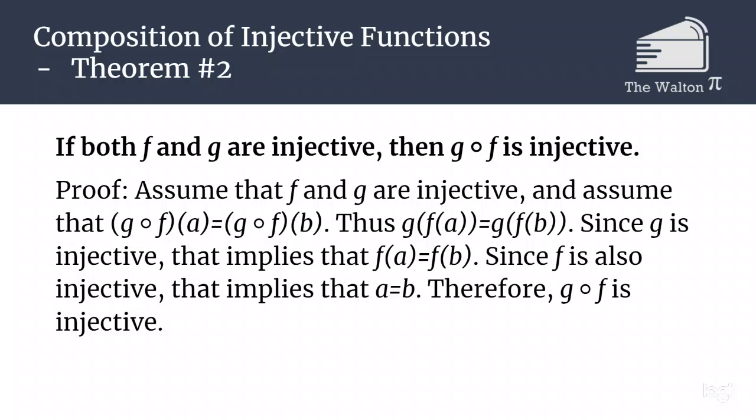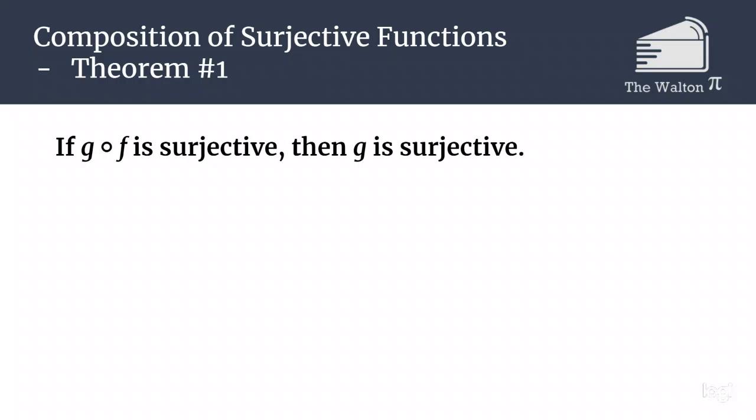Our next theorems involve surjective functions. The first one is that if g of f is surjective, then g is surjective. Note that this differs from the injective theorem, because the injective theorem said that if g of f was injective, then f was injective. Here, surjectiveness implies that g is surjective, not f. So, think about how you might go about proving this, and then unpause the video to see one version of the proof.